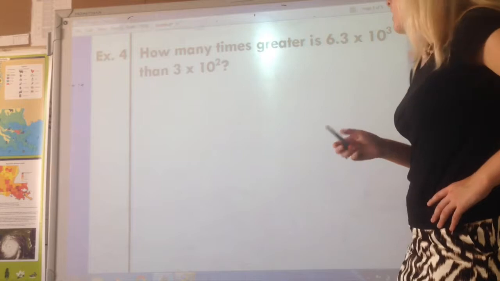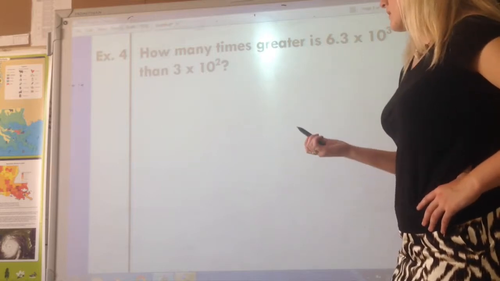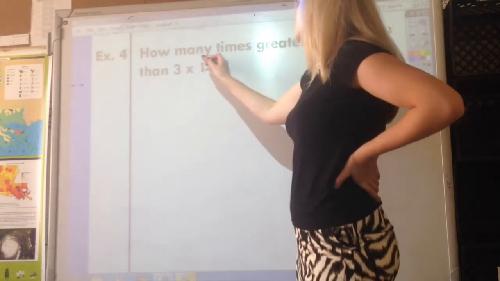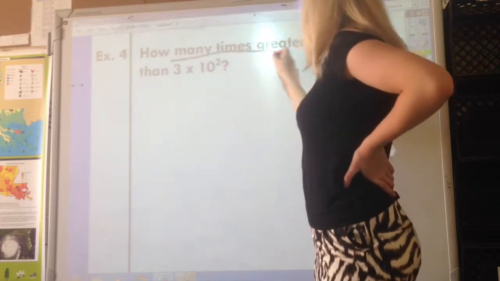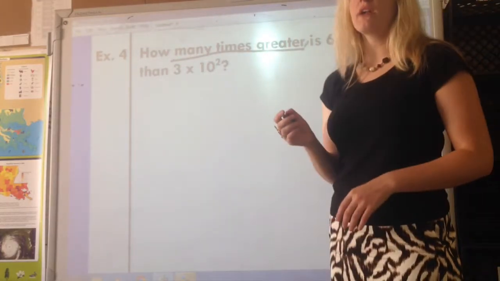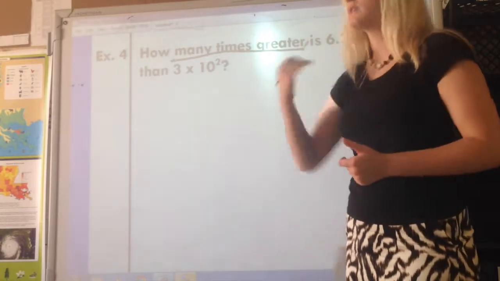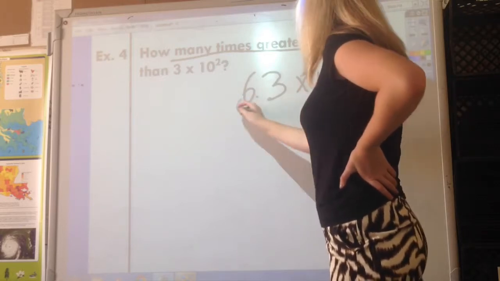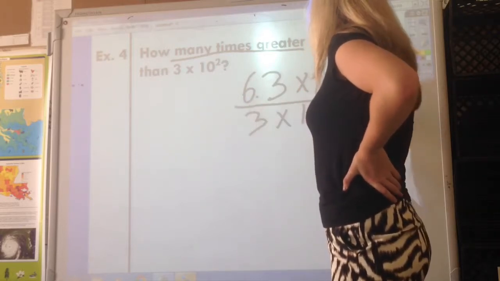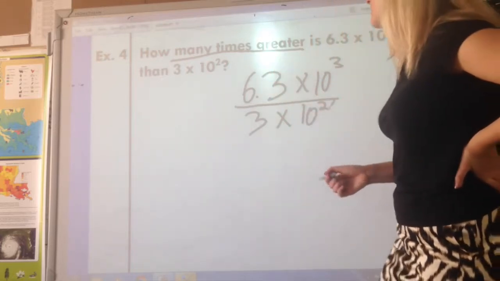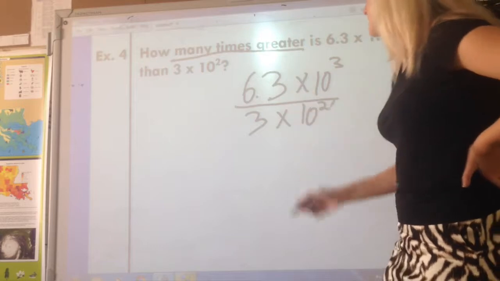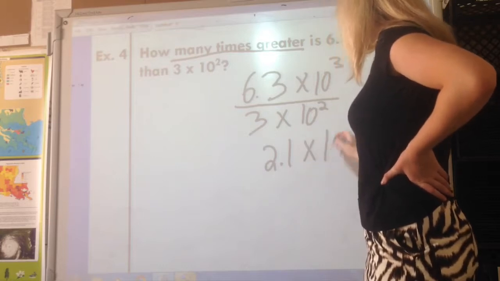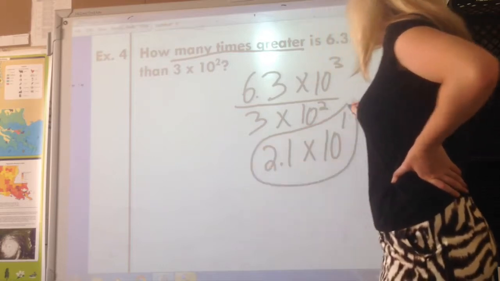All right, if I want to set this up, first I need to figure out what operation I am using. So I'm going to look at my problem, and I see that it says how many times greater. And of course I know that how many times greater means I'm going to divide every single time. So if I had 6.3 times 10 to the third over 3 times 10 to the second, of course, I just divided this out in my earlier problem. I just wanted to remind you guys of how many times greater. 6.3 divided by 3 is going to be 2.1. And then 3 minus 2 is going to give me times 10 to the first power. And that's going to be my final answer.